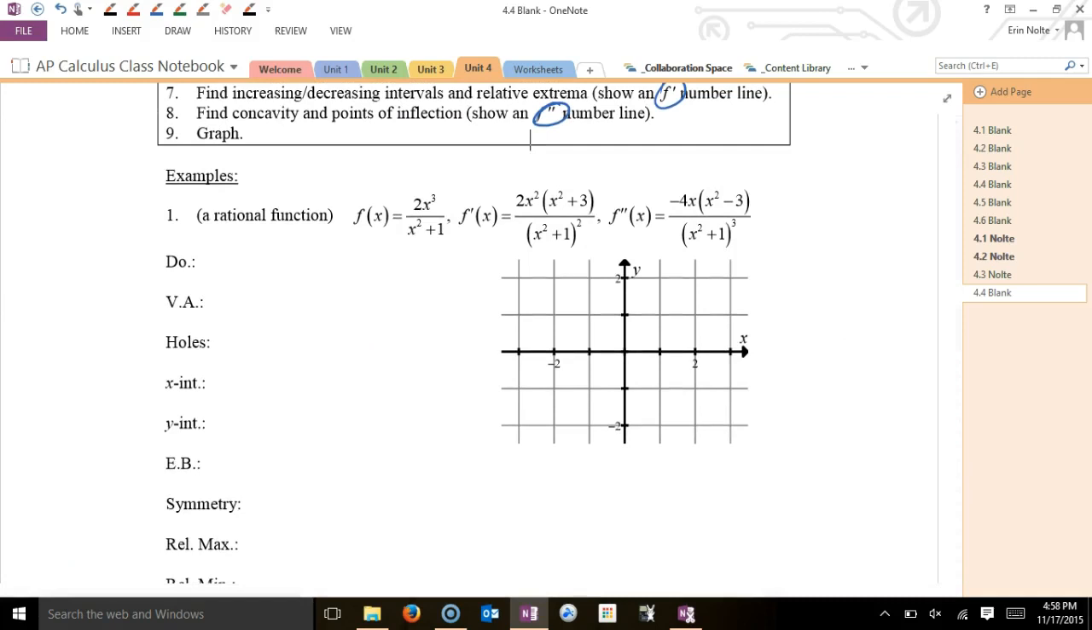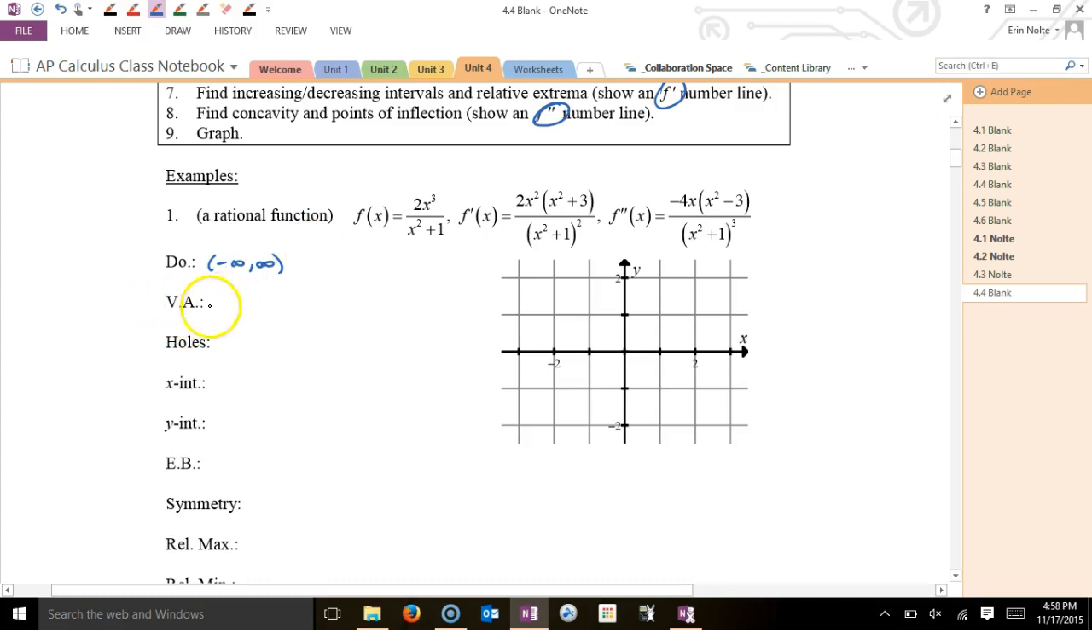It is a rational function. We're going to start by taking the original function and listing the domain. The domain restrictions would be any value that makes the denominator 0. If you set this equal to 0, you end up getting a square root of a negative. So there's no value that makes this denominator 0, and there are no restrictions on the domain. We can say all reals, or from negative infinity to positive infinity.